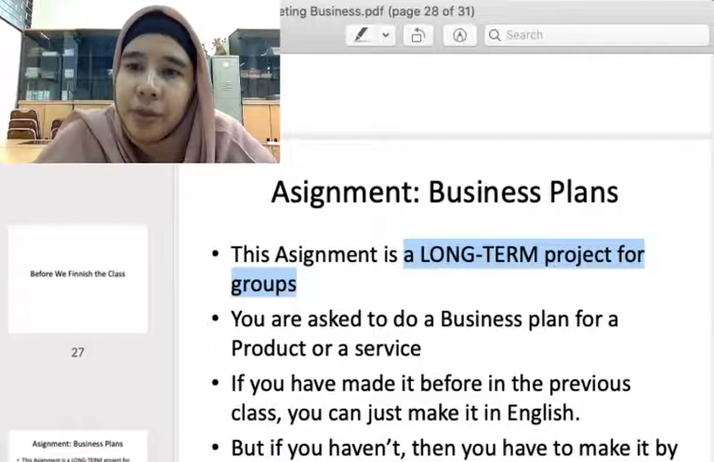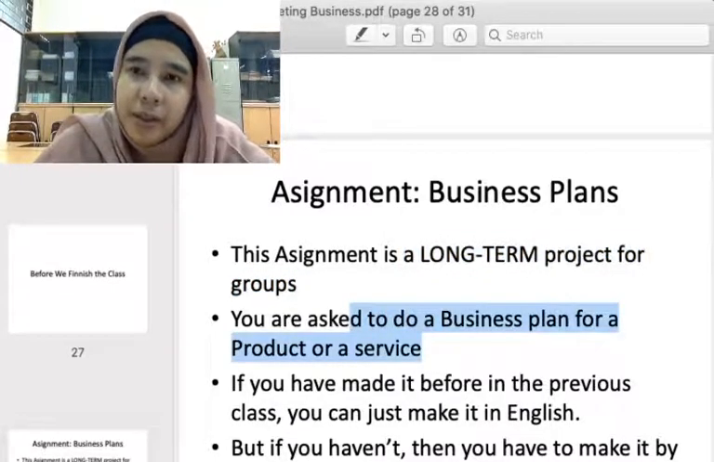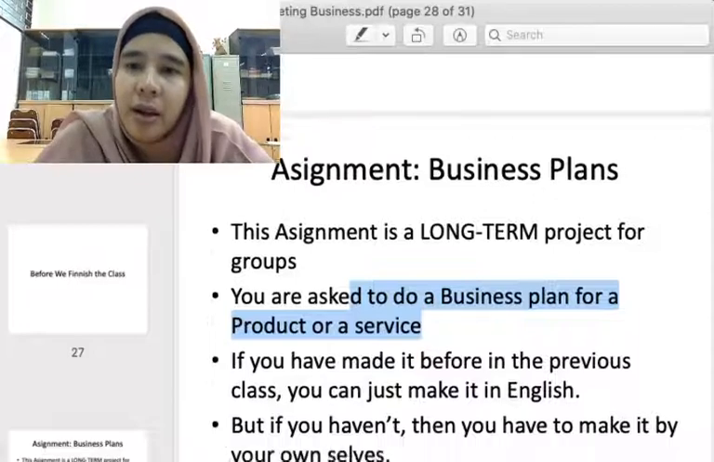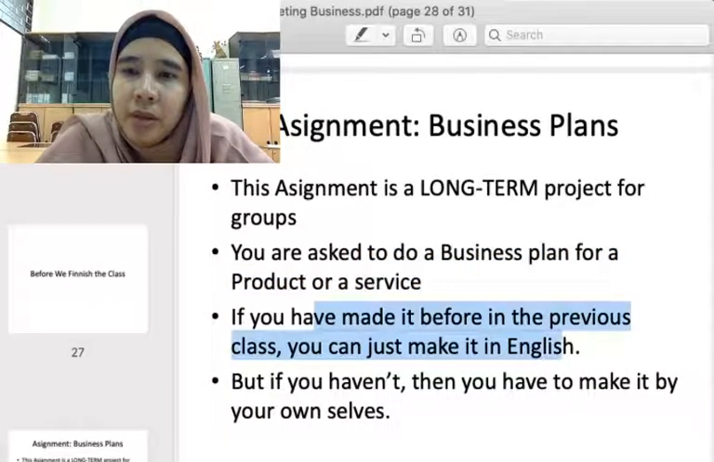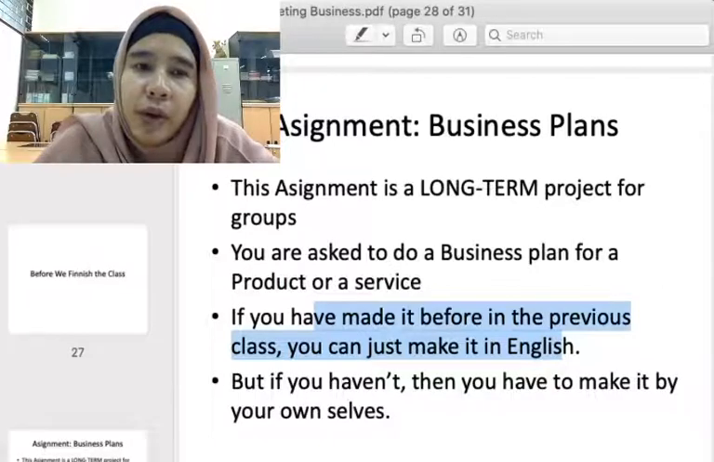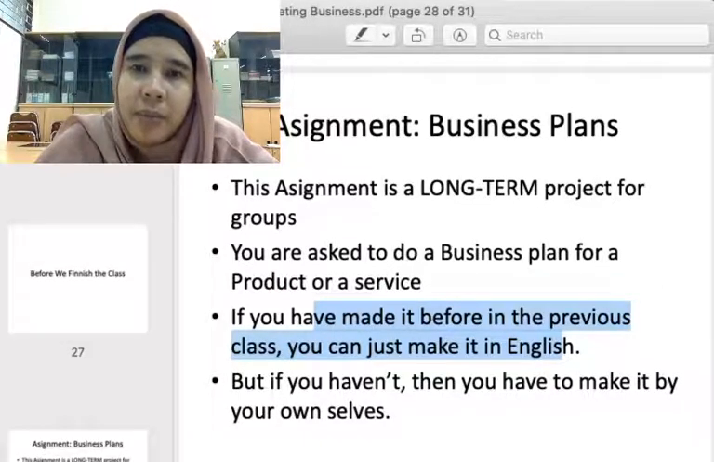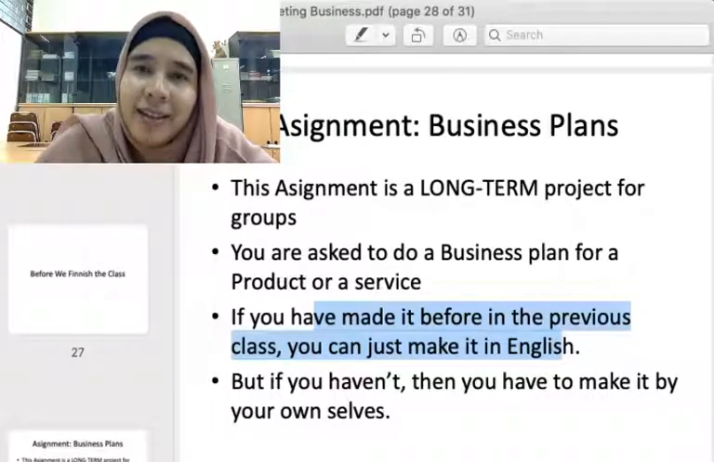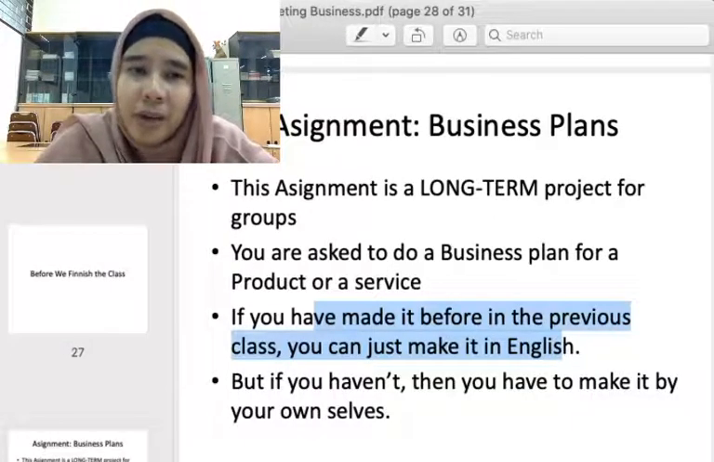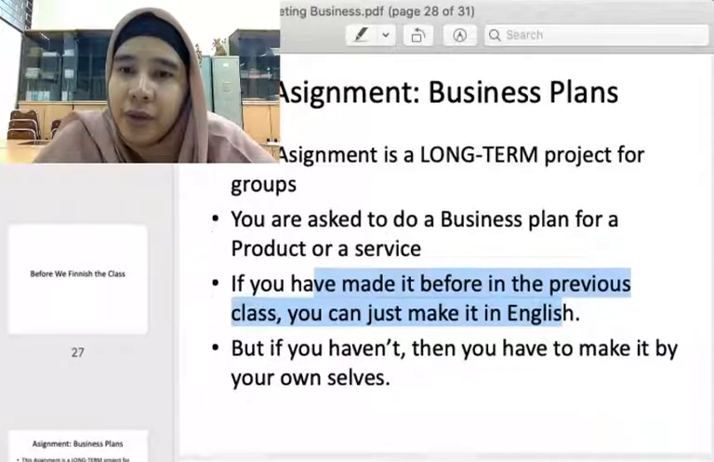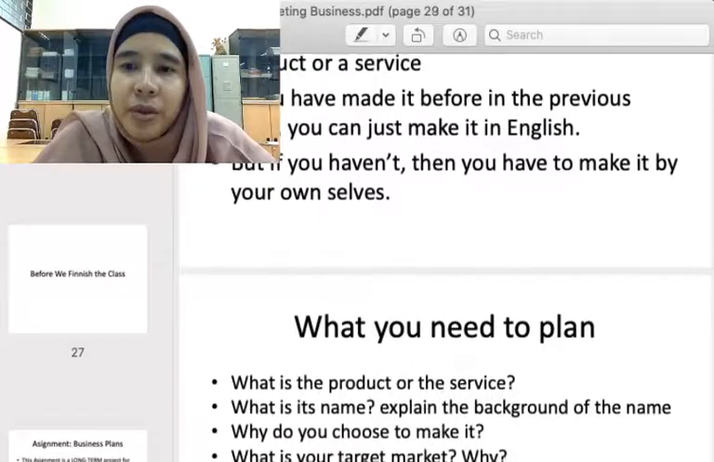Then you are asked to do a business plan for a product or service. I ask you to do the business plan proposal for either a product or a service, whichever you like. If you have made it before in a previous class, you can just make it in English. I mean, if you already have such a project in another subject, such as basic KWU, advanced KWU, or another subject, you can just make it in English. If you haven't, then you have to make it by yourself.